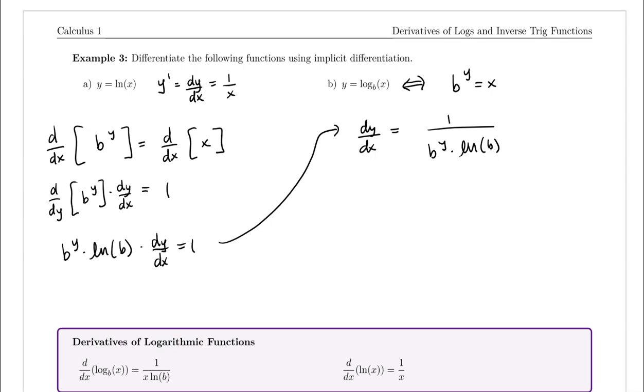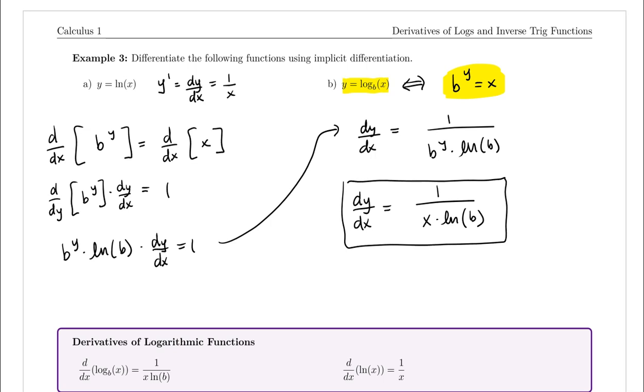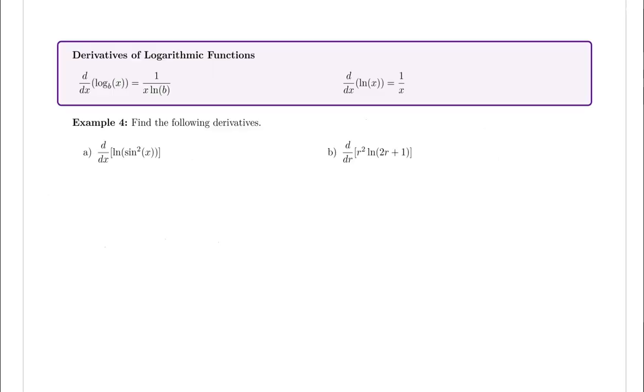But remember, just like from before, we have this from our original definition. We know that b to the power of y is equal to x, so we can make that substitution in and say that dy dx is equal to 1 over x times the natural log of b. And oh look, that matches this formula that we have down here, so this completes part B. Now that we have those formulas derived for the derivatives of the natural log function and the regular log function, example 4 says find the following derivatives.